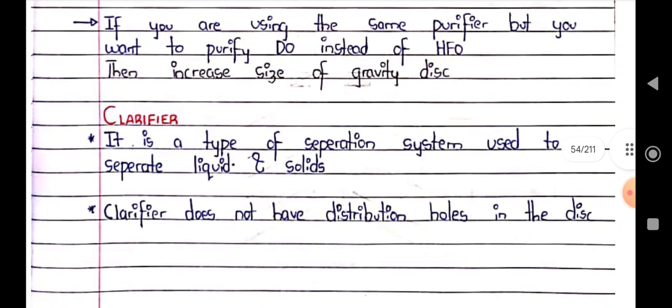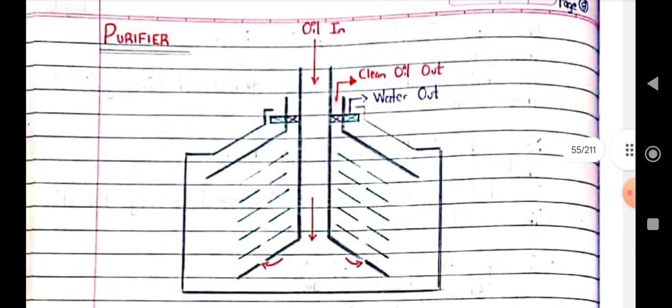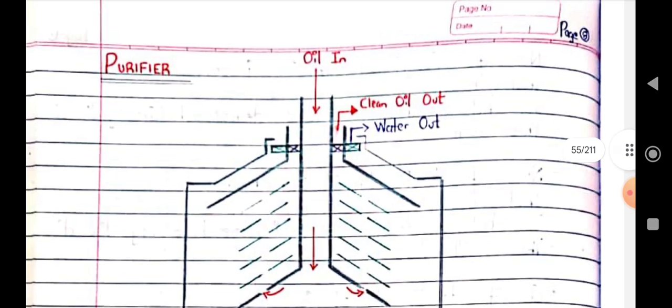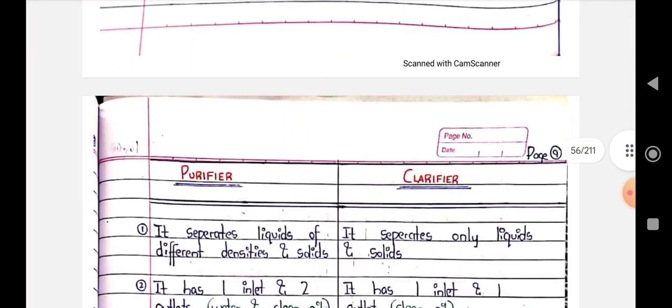Clarifier. It is a type of separation system used to separate liquid and solid. Clarifier does not have a distribution hole in the disk. This is a picture of a clarifier, with the oil inlet and clean oil outlet.